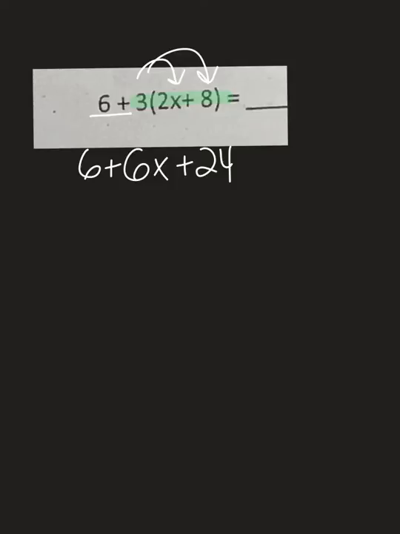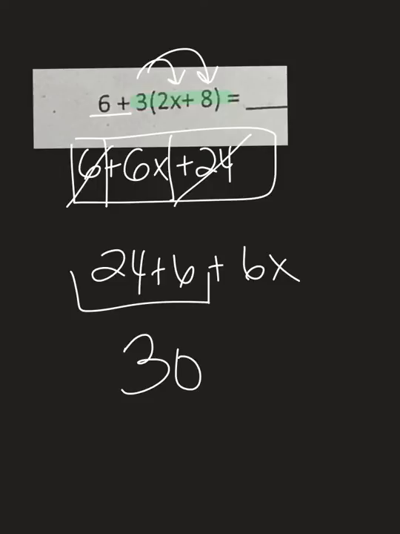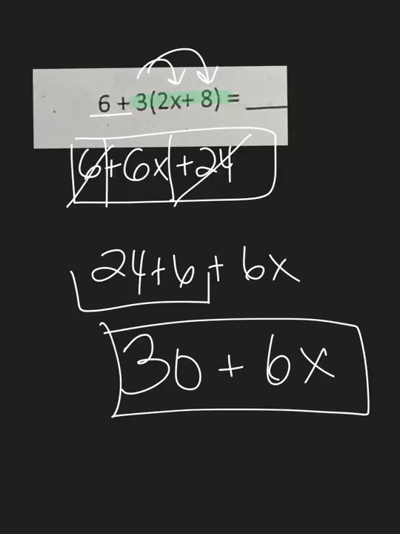After we do the distributive property, now we are going to look to see if we can combine like terms, and we can. So we're going to box. We have a 6 and a 24, so 24 plus 6, and then our 6x does not have anything that you can combine it with. It doesn't have any like terms. So 24 plus 6 would give us 30, and then we would bring down our 6x. And that is as simple as we can get that expression with distributing and combining like terms.